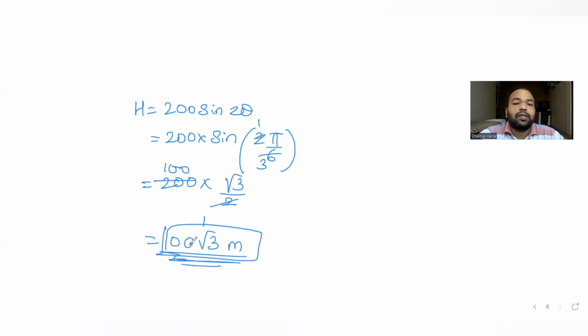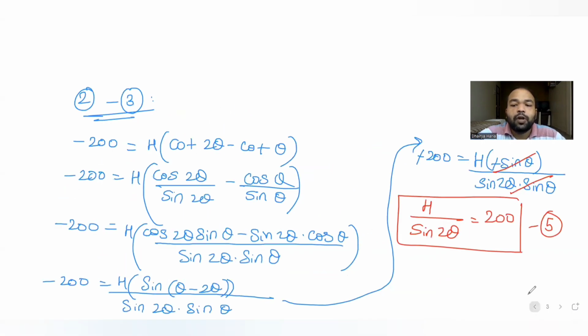So we were asked the height of the balloon from the ground and we got it as 100 root 3 meters. And the option that matches the question is C. So the correct answer for the question here is C. I hope you have understood how to solve these types of questions. So it was a simple trigonometric problem.